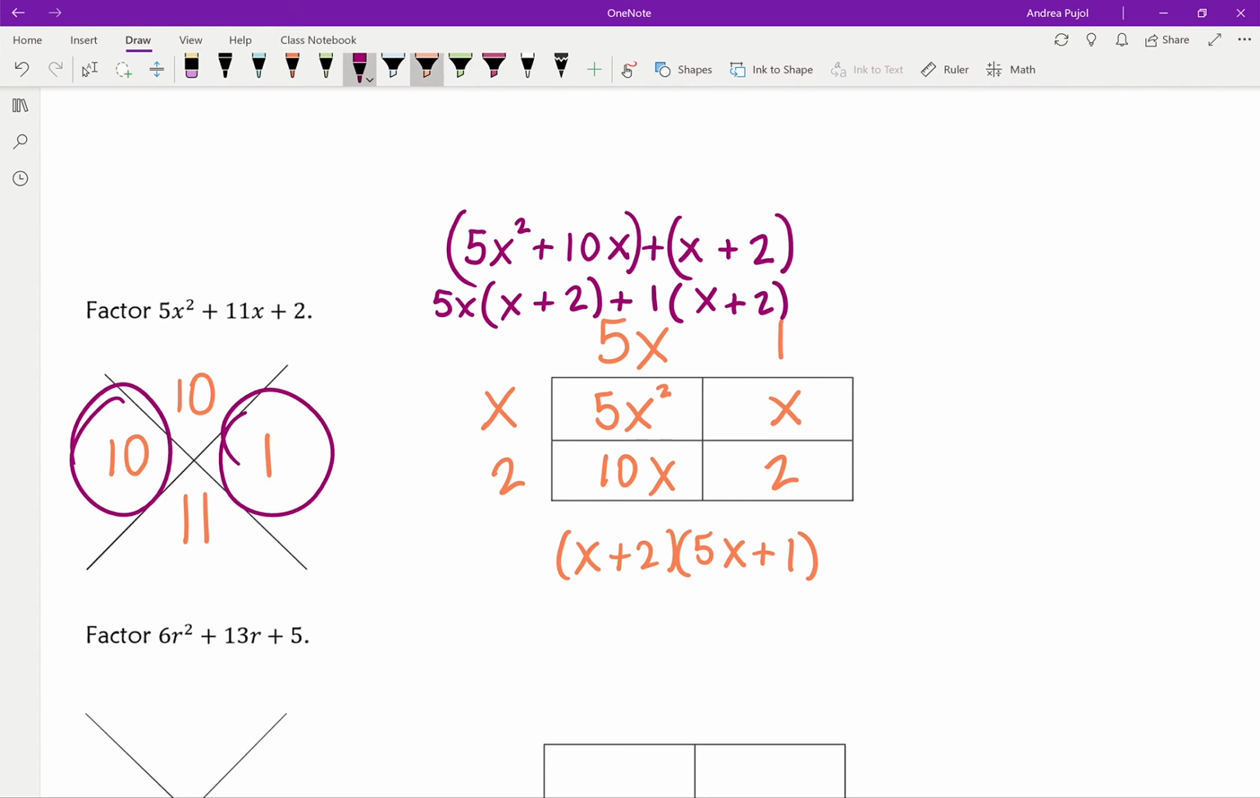And so because each of these has an x plus 2 in common, my final answer is going to be the sum of the other two terms, so 5x and 1. So 5x plus 1 times x plus 2. So that's another way to think about it if you don't want to write the box. If that's confusing to you, then you can just stick with the box and that will be fine.